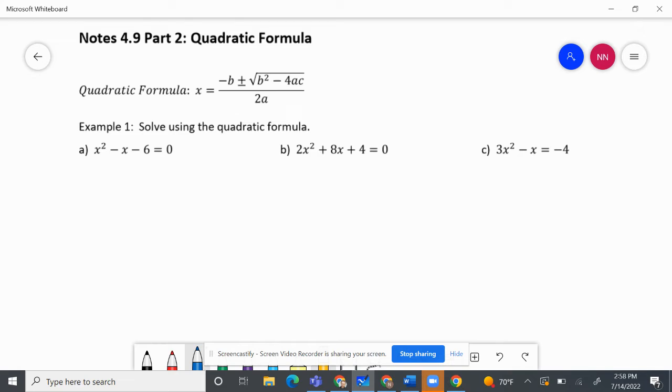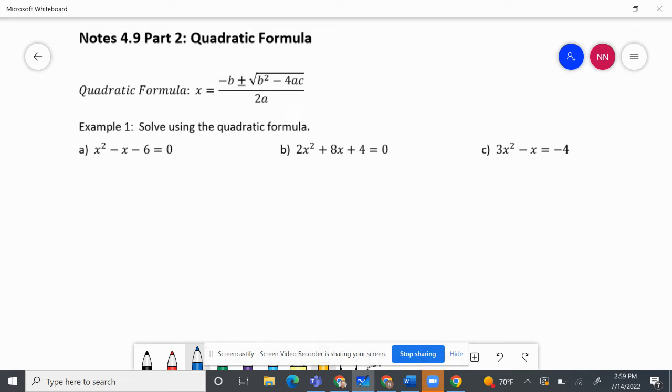So once again, how it kind of goes is x equals negative b plus or minus the square root of b squared minus 4ac all over 2a. Once again, I recommend going online, looking that up, and the formula will be ingrained in your mind.